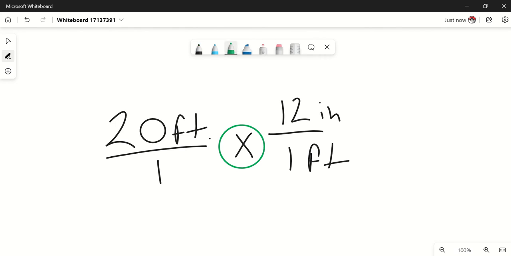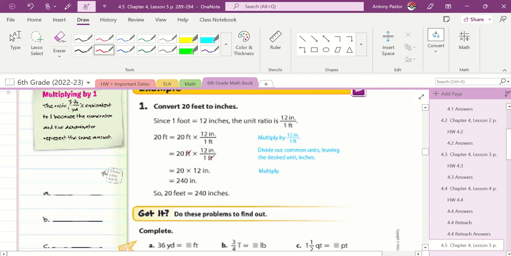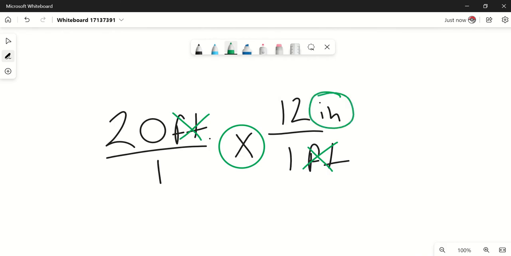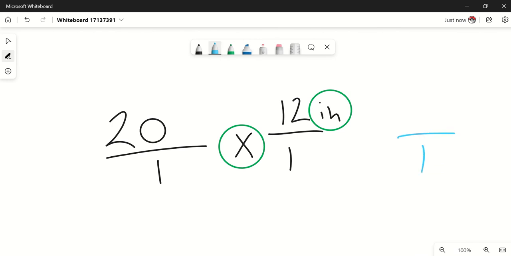The book shows us that we cross out the feet. It's because our answer is going to be in inches. So the feet can go away. Now, we all know 1 times 1 is just going to equal 1, but we need to do 20 times 12.